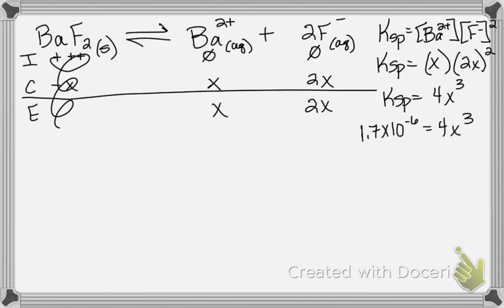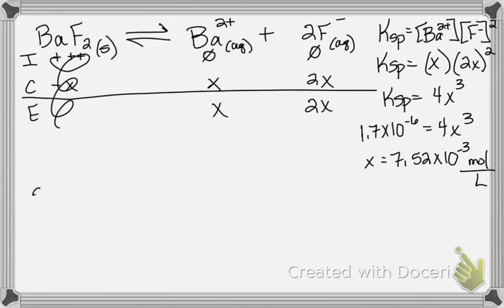So first we have to divide by 4. Then we have to take the cube root of our number to figure out X. So I'm going to take 1.7 times 10 to the minus 6 and divide it by 4. And I get 4.25 times 10 to the minus 7. And then I'm going to take the cube root of that. And for X, I got 7.52 times 10 to the minus 3 moles per liter. That is the molar solubility of barium fluoride.